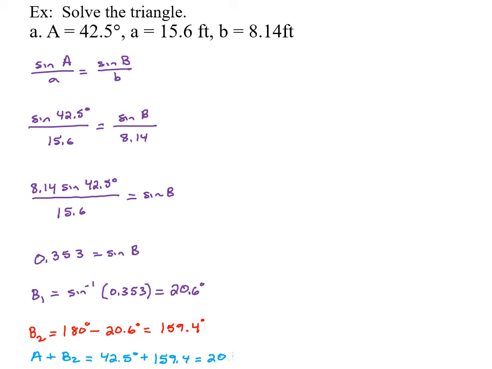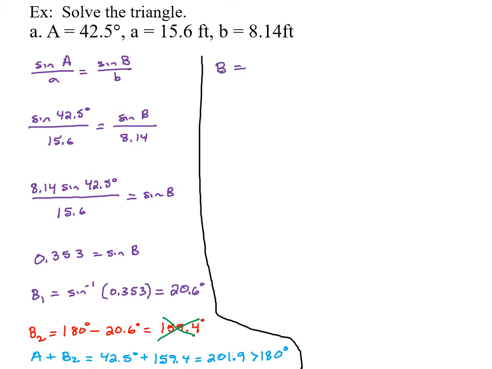201.9, which is far bigger than 180. So because that number is bigger than 180, B2 does not actually exist. And since B2 doesn't actually exist, we only end up with 1 triangle. So there is only angle B, which is 20.6.